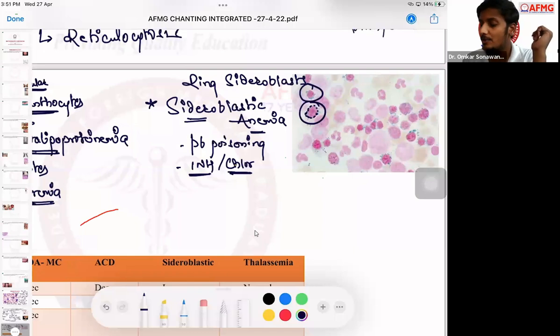So what happens in sideroblastic anemia? Please remember, the hemoglobin count would be low and the MCV would be low in this patient. Therefore, it is a microcytic hypochromic anemia.